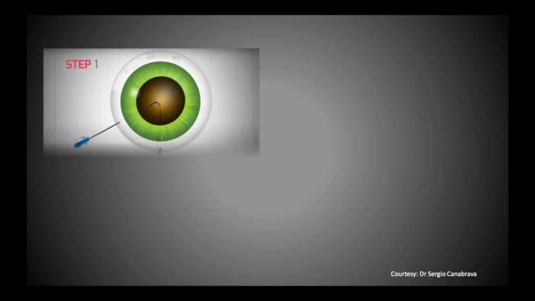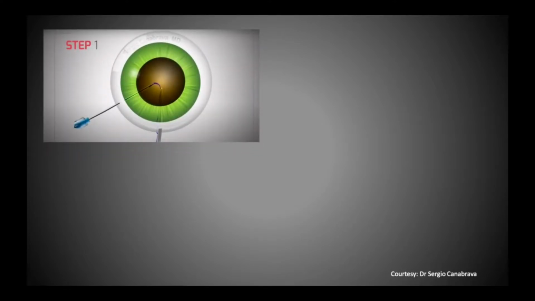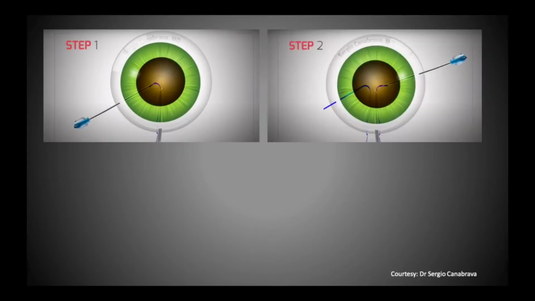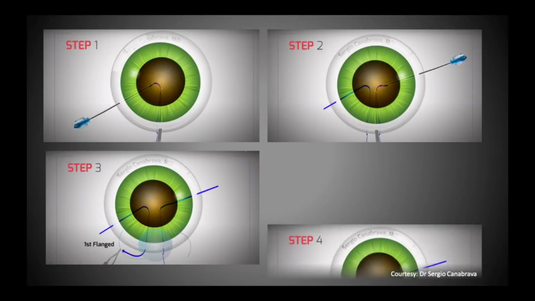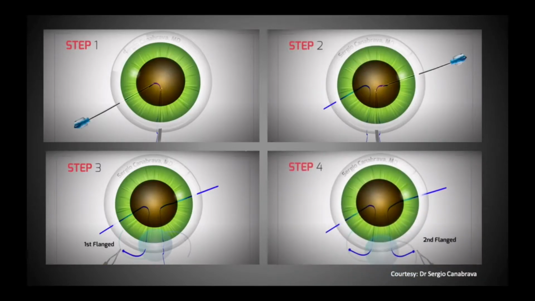Step 1. Insert the needle from the sclera into the eye, then thread the suture into the needle. Step 2. Repeat the same procedure at the opposite side. Step 3. Insert the suture into the eyelet of the haptic, then make the first flange. Step 4. Insert another suture into the other eyelet of the haptic, then make the second flange.